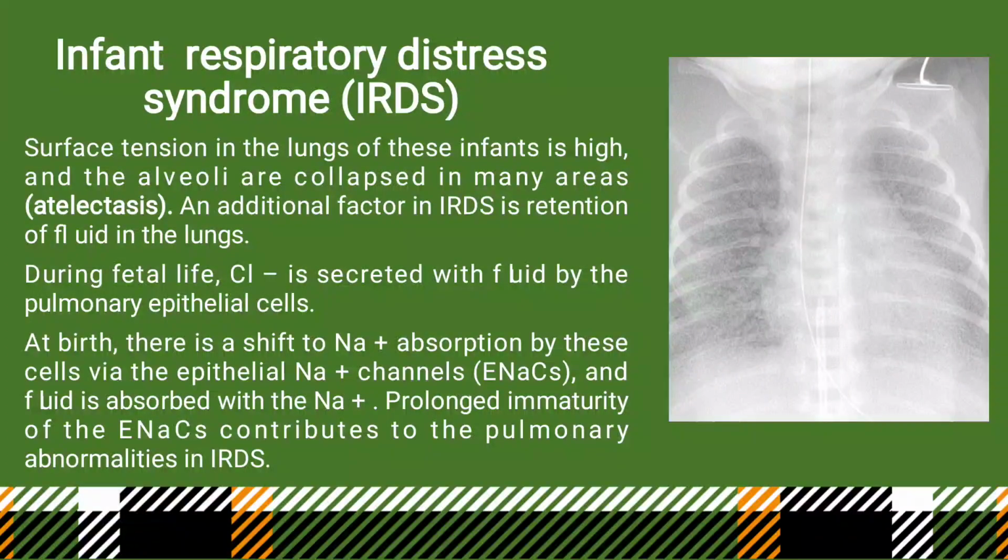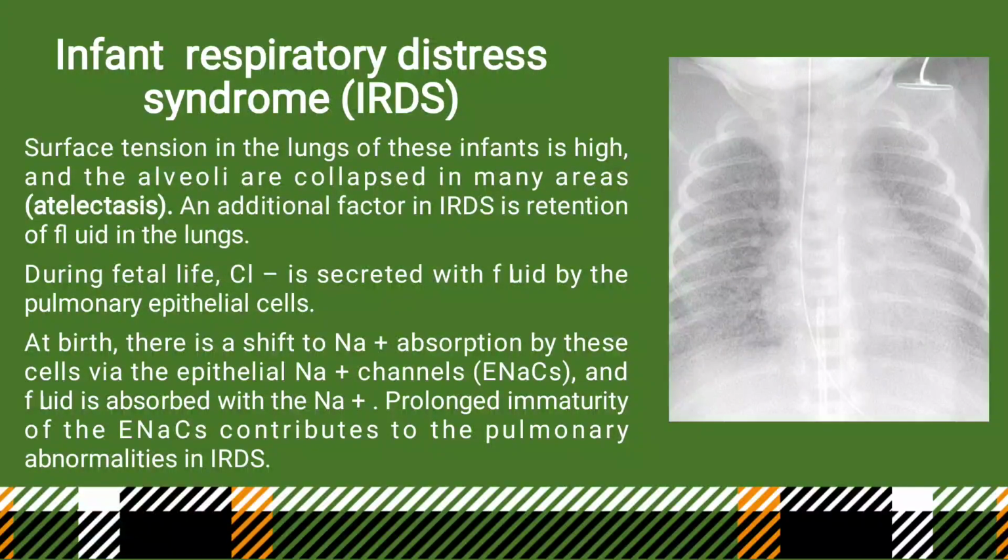Now the surface tension of these babies will be very high, so the alveoli are collapsed in many areas. This collapsed alveoli is known as atelectasis. We know that when the baby first cries, it is taking in air and the lung is inflated. This inflation will be very difficult in these babies.